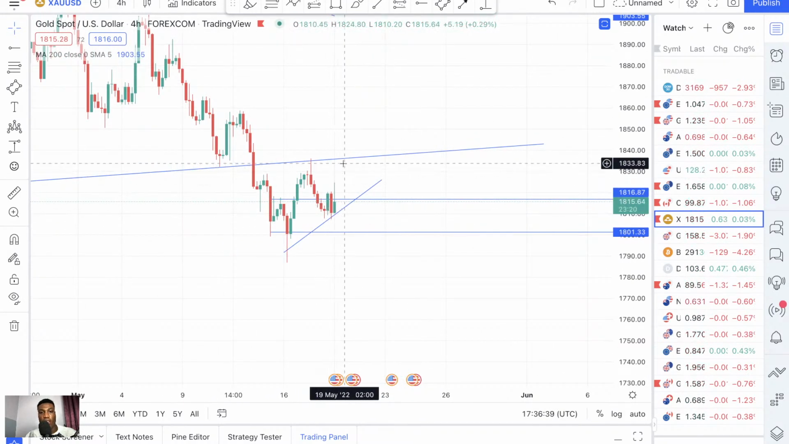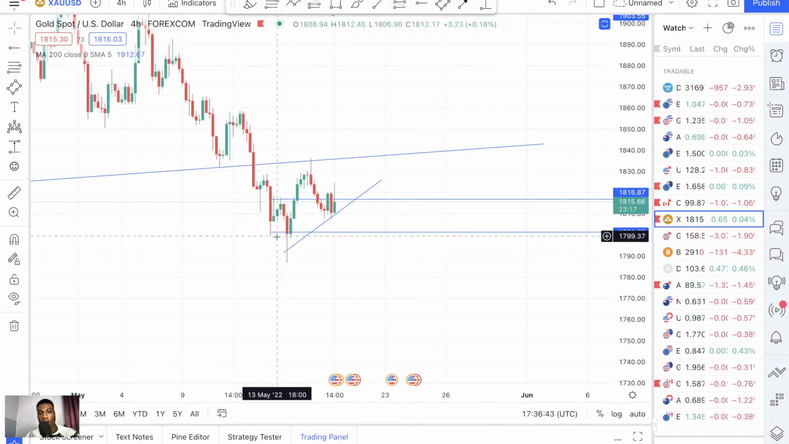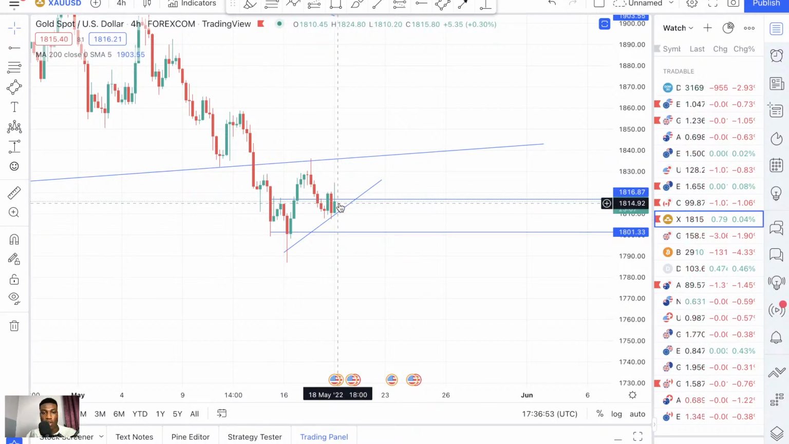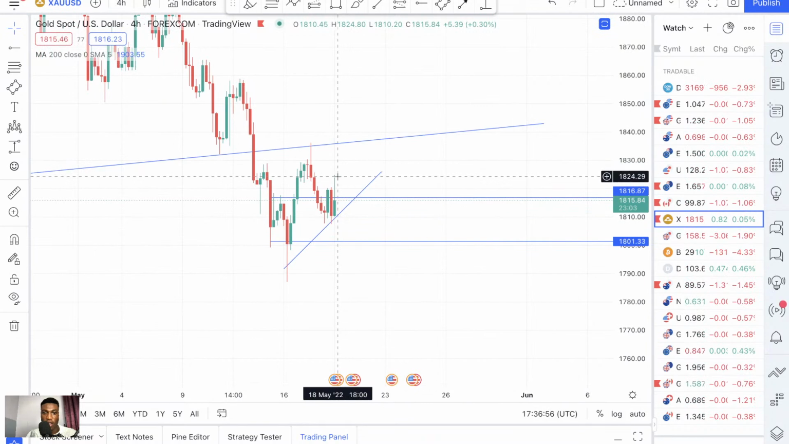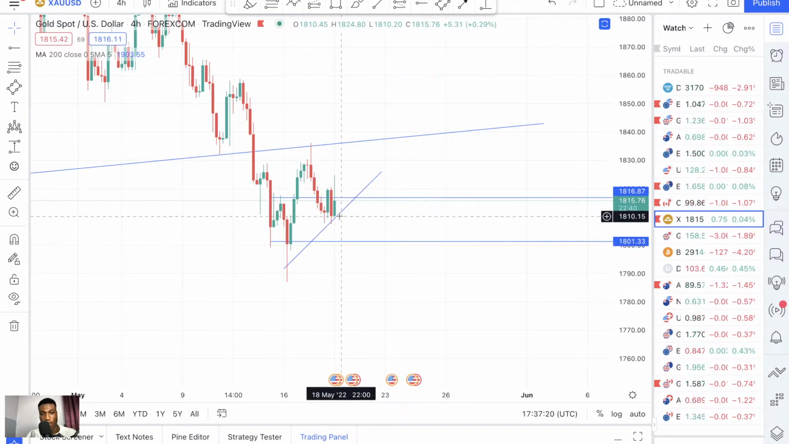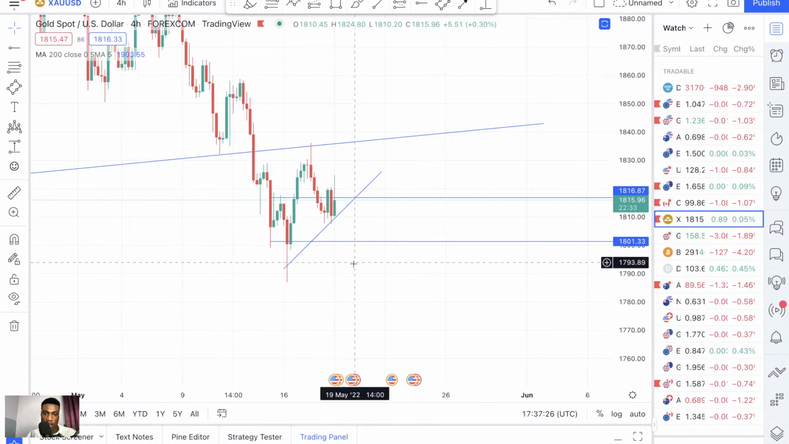So gold is currently trading within 1797 and 1833. What we want to look out for on gold right now is that we are seeing a strong rejection, which indicates that the buyers have been rejected strongly. So if gold breaks below this trend line at 1809 and sustains bearish pressure, gold could get down to 1801. That's about 100 pips from this trend line, and a break below this trend line would also indicate downward movement.